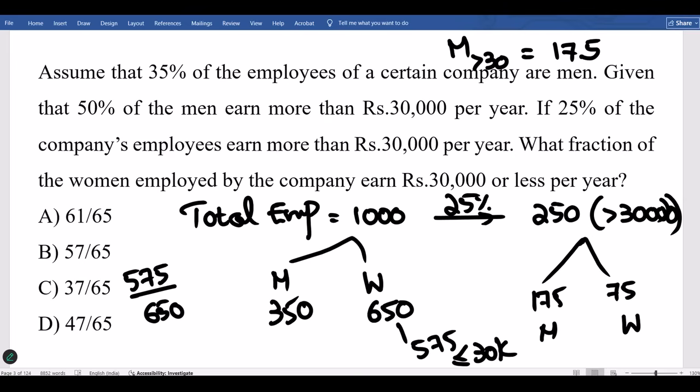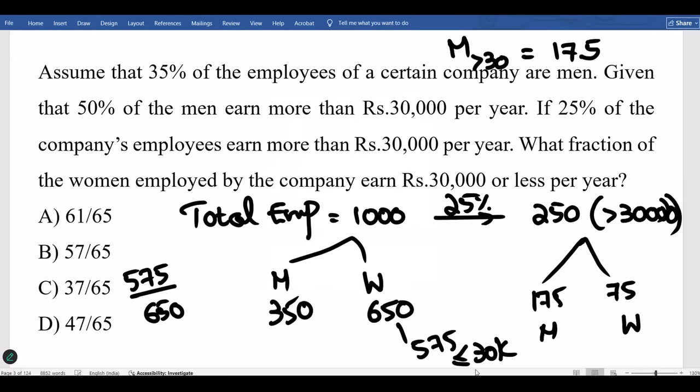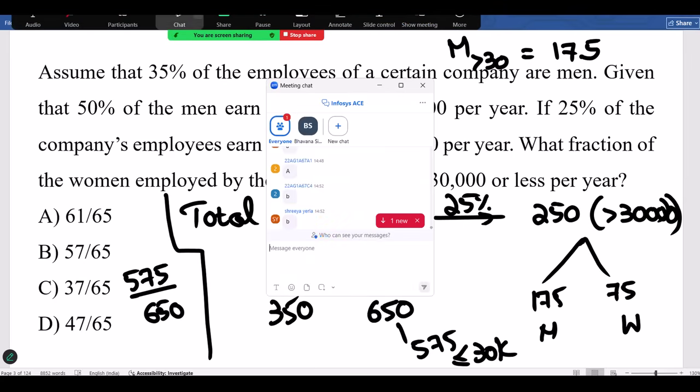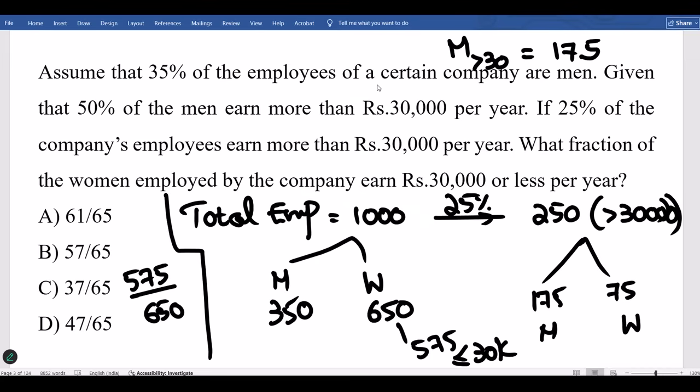Any correction here? Anything from my end we did wrong? Approximately option B, but where did things go wrong exactly? I can go with option B if it is 570, but here we don't have that case. It's 575 divided by 650. Any calculation mistakes, please check once. I believe everything is okay here. You understand the procedure. Maybe some typing mistakes might be there. It can be 575 divided by 650, something like that.